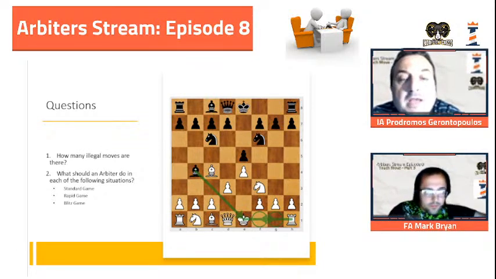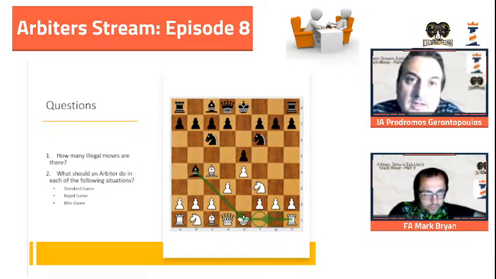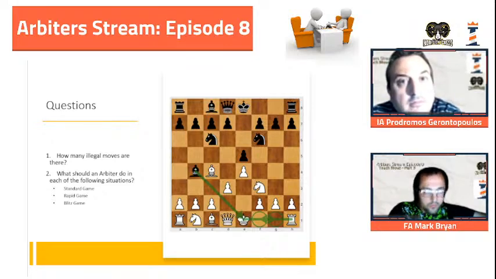In a rapid game, this has to do with whether the arbiter is present. In a blitz game, there are not so many differences. Otherwise, the player with the white pieces who will defend himself will deny the irregularity.